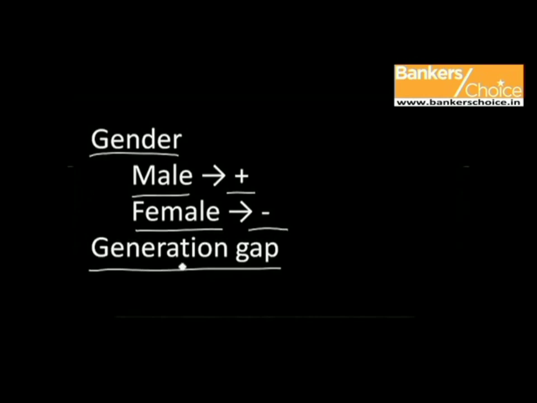The second point is generation gap. That is, it is always useful if we can find out the generation gap between the 2 persons so that we can eliminate the options easily. Let us take some examples to understand these 2 points.